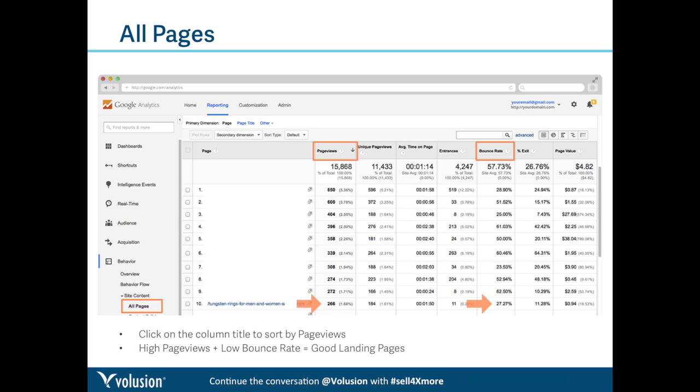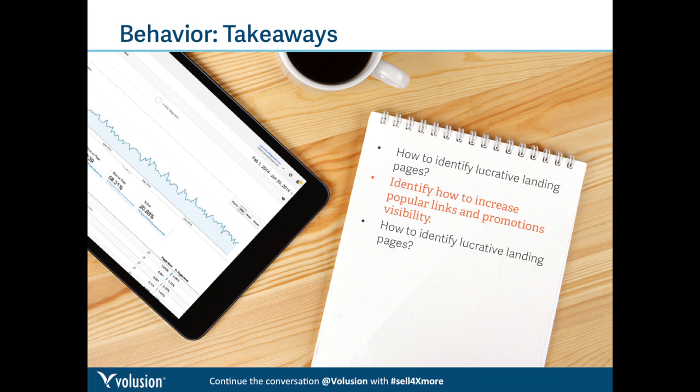It's in the top 10 most page views within the site, but only has a bounce rate of 27%. So a calculation I like to remember is high page views plus a low bounce rate is a good landing page. All right, next. Identify how to increase popular links and promotions visibility.